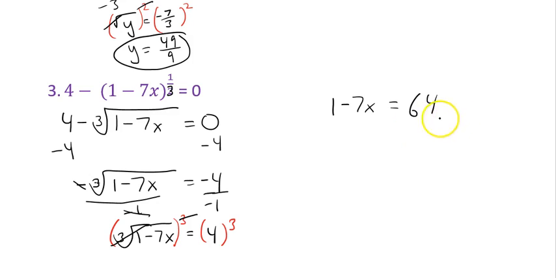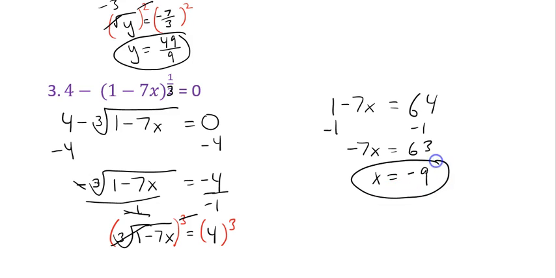And I'm just down to a regular equation. So I'm going to subtract 1 and get -7x equals 63. And then if I divide by -7, I get x to be -9. Now, I don't have to worry about plugging back in here because I can take the cube root of a negative number, so this is my answer. I only have to worry about checking it with square roots.